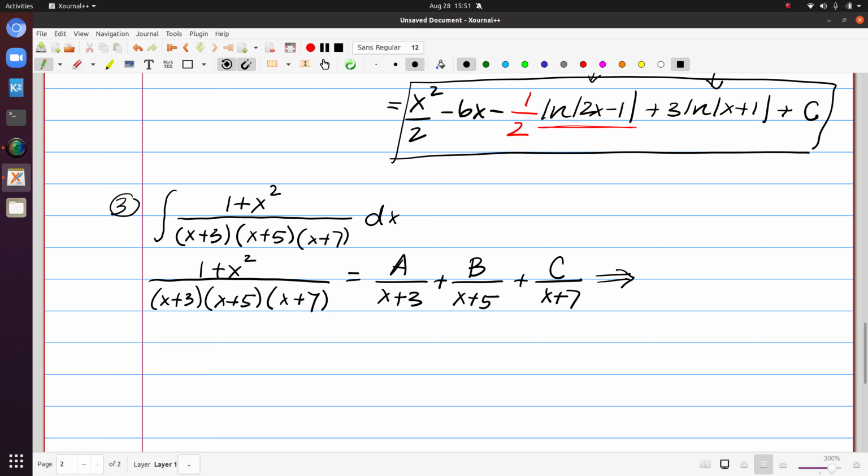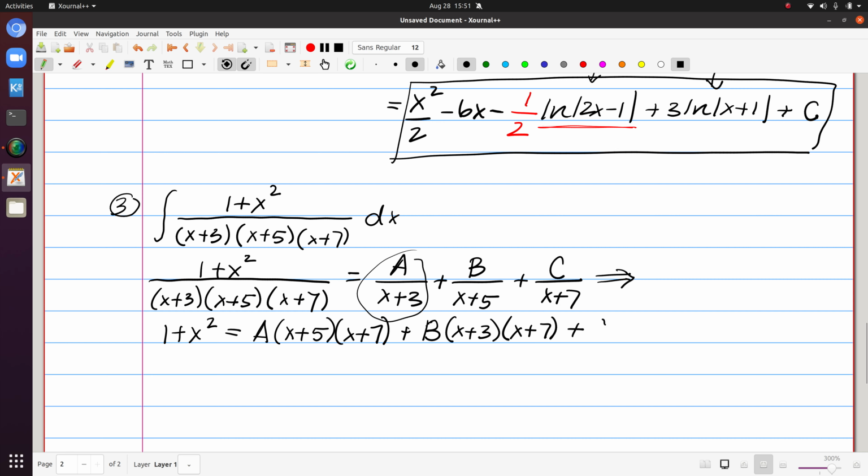Again, multiply everything by the common denominator, leaving us with 1 plus x squared over here. Notice that when I multiply the first term by this common denominator, the x plus 3's will cancel, but it's going to leave me with 2 factors up top. That's going to happen with all of these. The one that's in the denominator will cancel, but the other 2 factors will stay. So again, this looks messy, but our same strategy is going to work out nicely.